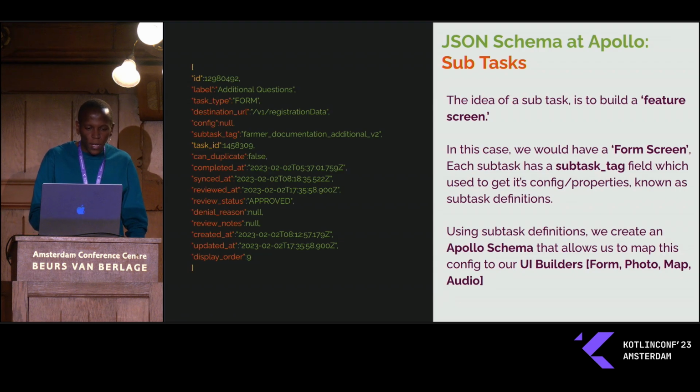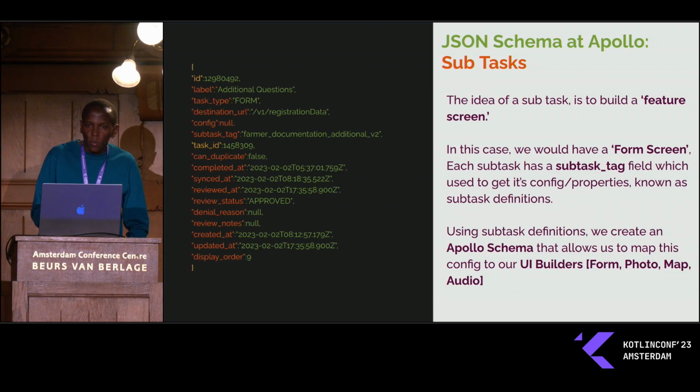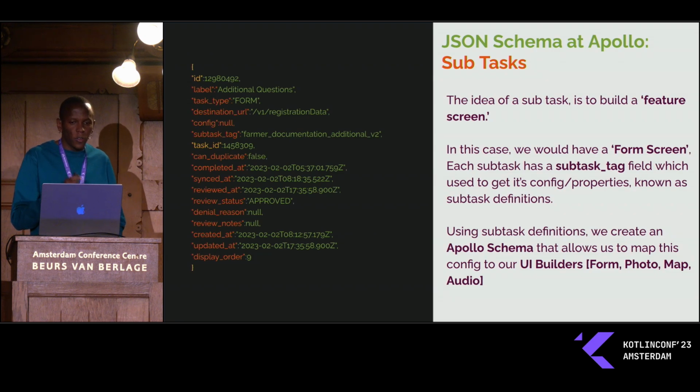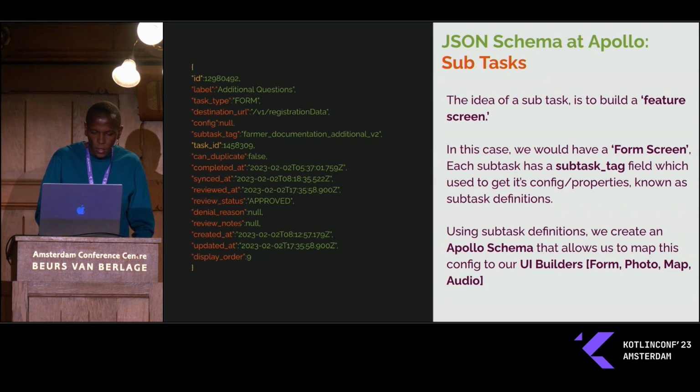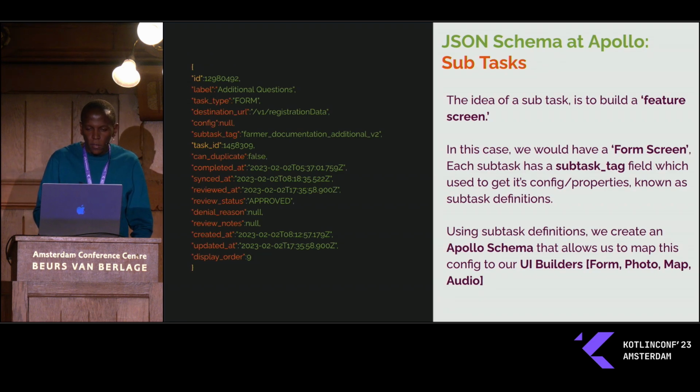and also a label called additional questions. It's a form, as you can see the type there. So once we're trying to build the UI, we'll build a form for this sort of subtask. Another key thing to look at here, we have the subtask tag called Farmer Documentation version 2. So we have what we call subtask definitions, and we use subtask definitions to define how the UI is going to look.